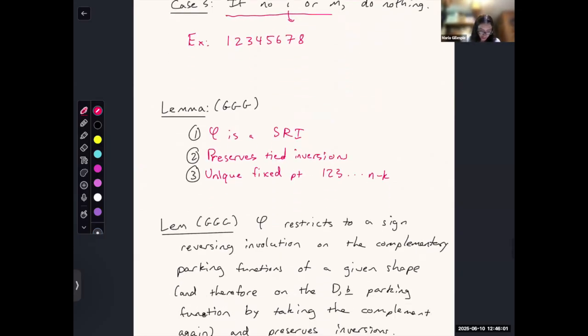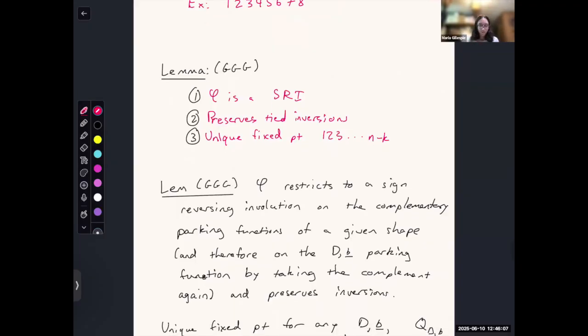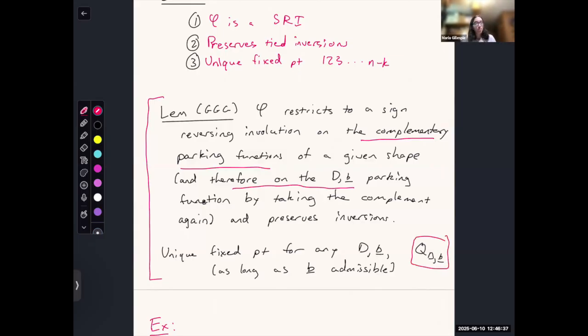So yes, we found our sign reversing involution, at least on the level of reading words. And then what's a little bit tricky to show, and you have to fiddle with the parking functions a little bit, but you can also show it, is that phi actually restricts to a sign reversing involution on the complementary parking functions of a given shape, which then you uncomplement, and that gives you a sign reversing involution on the db parking functions automatically by taking the complement again. And that has to preserve inversions by that sum of the inversions is constant lemma that we had. And so that gives you a unique fixed point for any d and b. We're going to call this qdb, as long as b is admissible.